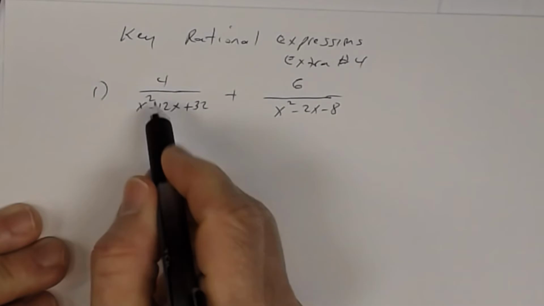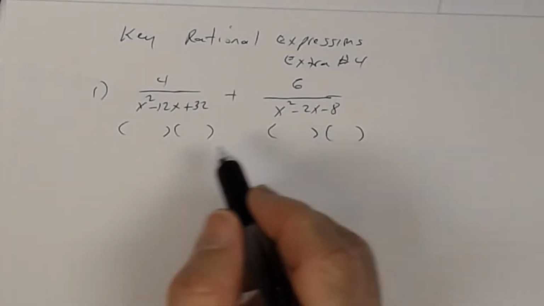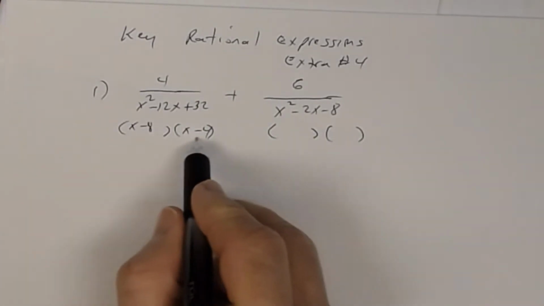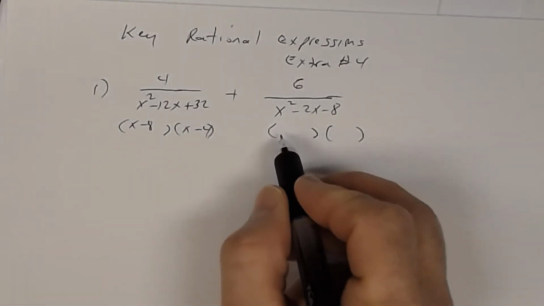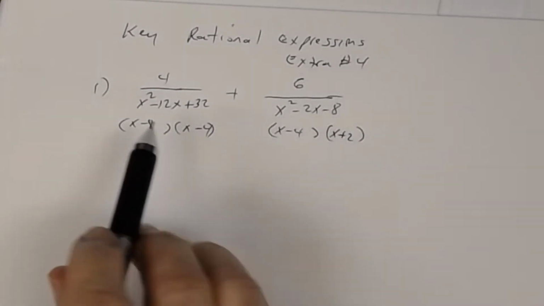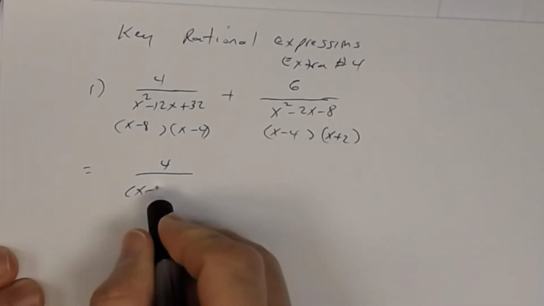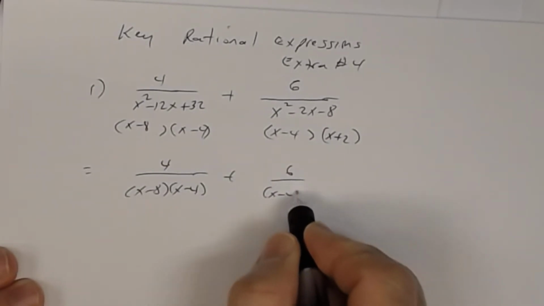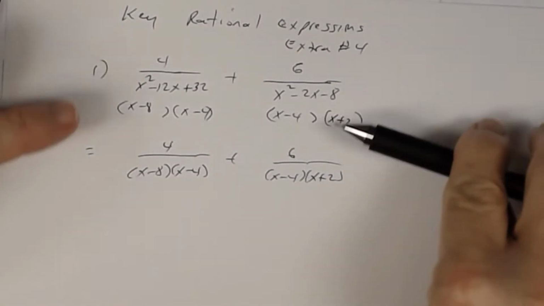So when I factor this denominator, and the same thing here, for this one I'm going to get x minus 8 times x minus 4, and that's going to give me this trinomial. Over here, when I factor this, I'm going to get x minus 4 times x plus 2. Now I'm going to rewrite it like this: 4 divided by x minus 8, x minus 4, plus 6 divided by x minus 4, x plus 2. So that's the next thing you want to do. You want to go from here to here.